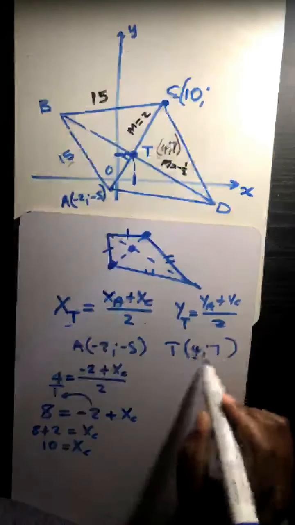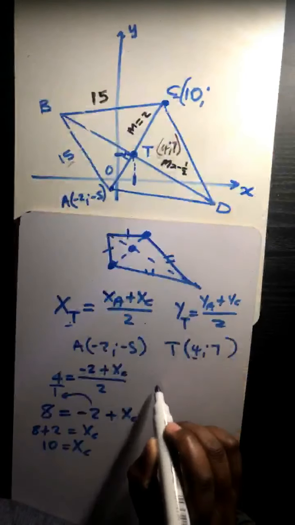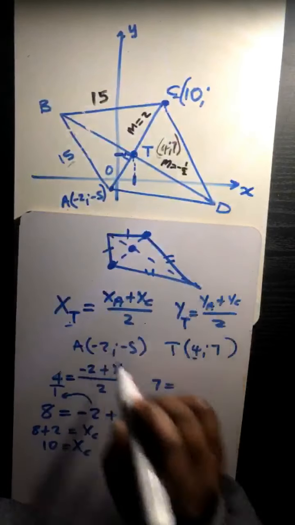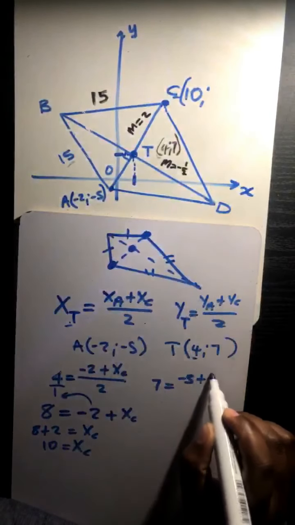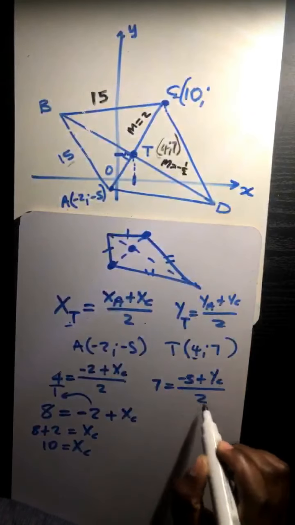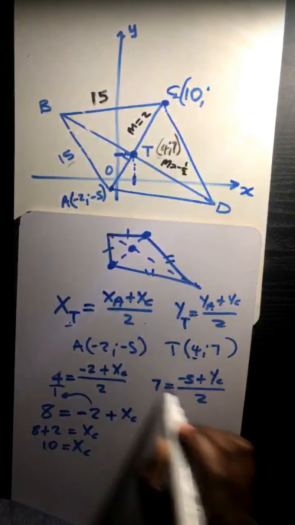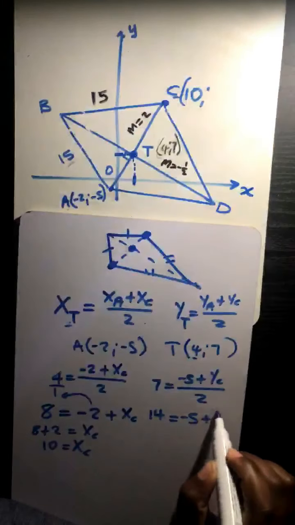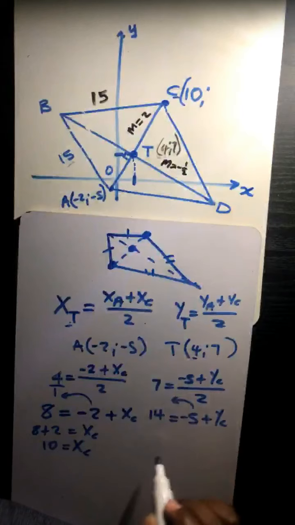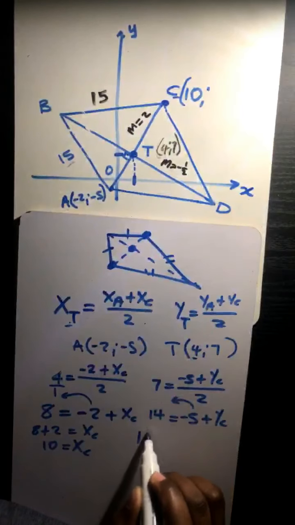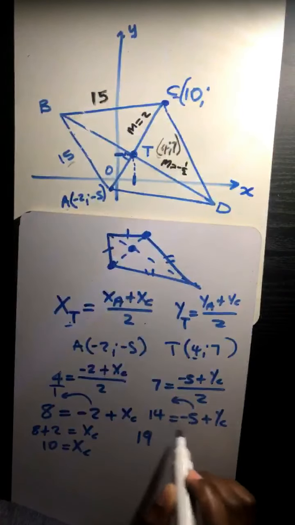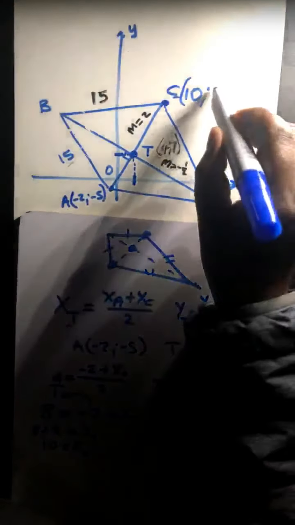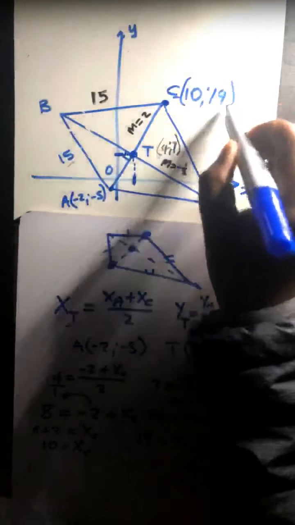We do the same for Y. What is Y at T? We calculated it to be 7. What is Y at A? It is -5 plus Y at C divided by 2. You cross multiply, what is that by that? I think it's 14. This is equal to negative 5 plus Y at C. One side, I think this is 19 because it's 14 plus 5. Yes, this is Y at C. So Y at C is equal to 19.